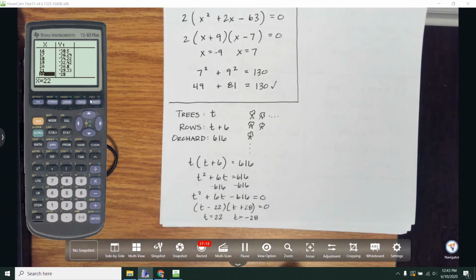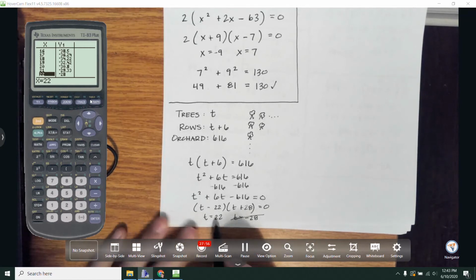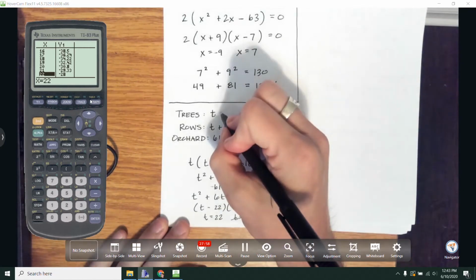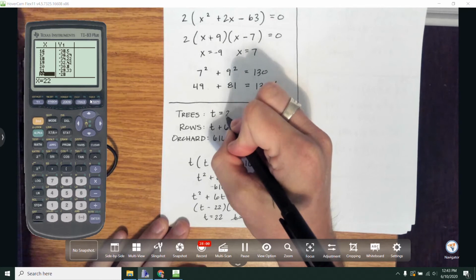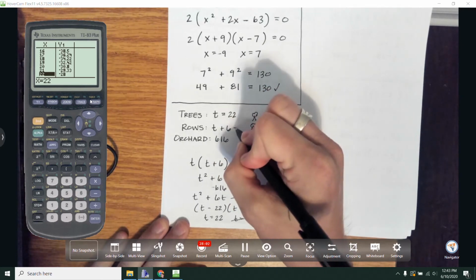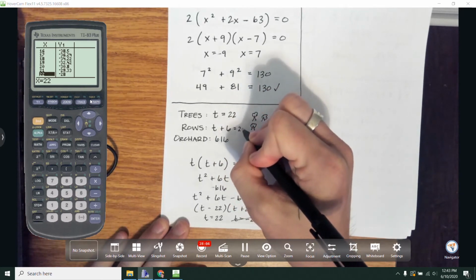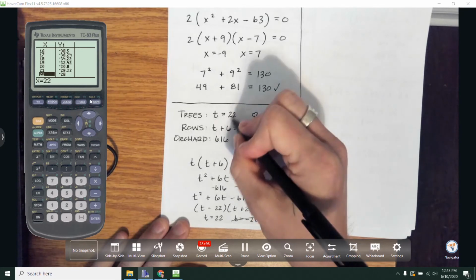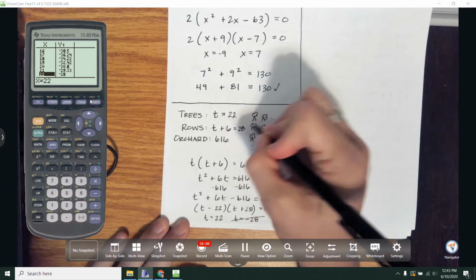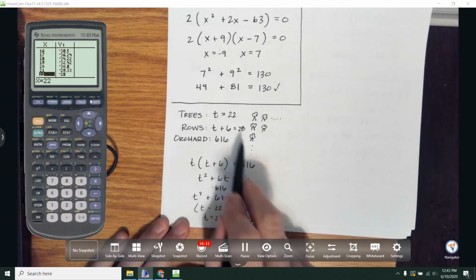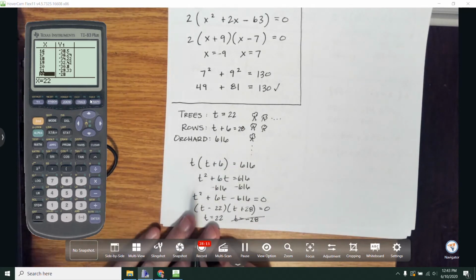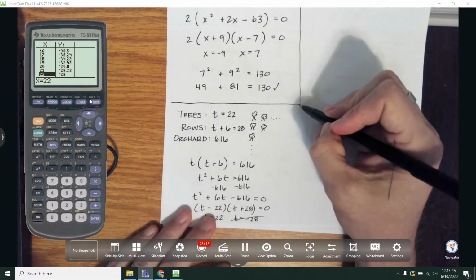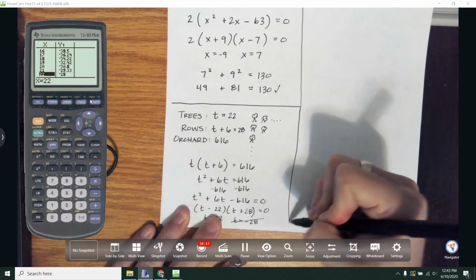Now, I've never went out to an orchard and counted negative 28 trees, so we cannot use that one. They have to be positive. So the number of trees is 22, and the number of rows is 28 because we plugged in the 22 here. A lot of times you'll see that that does become that, but it's not on all of them. So don't just assume that that's going to be the case every time.